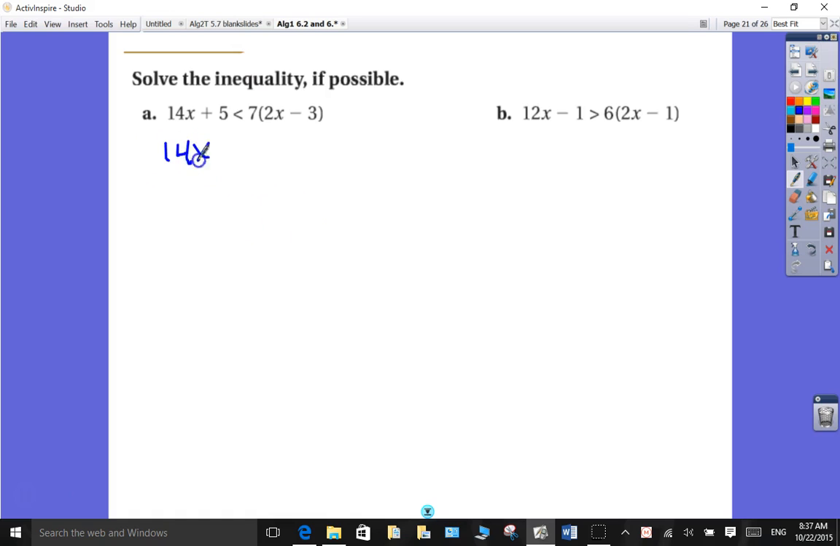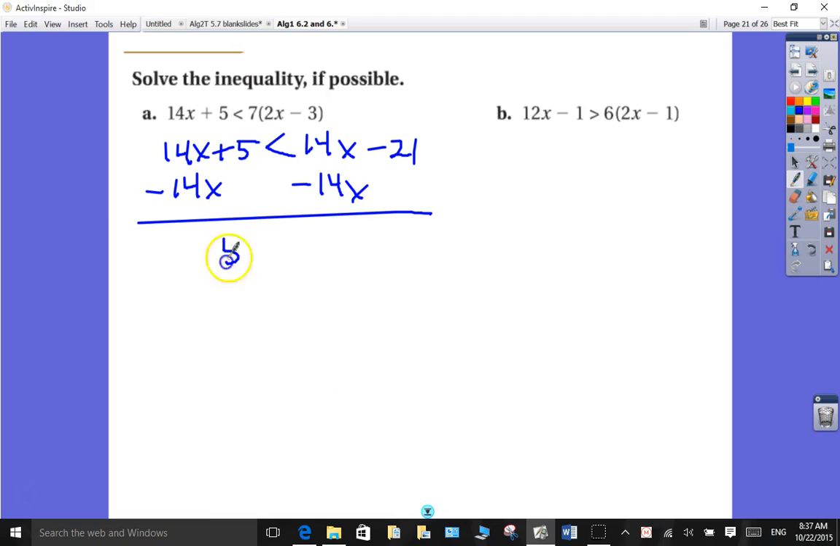14x plus 5 is less than 14x minus 21. Minus 14x, minus 14x. 5 is less than negative 21. So again, we get to a statement which does not have a variable in it. That means it doesn't depend on the variable. It's either always true or always false. Is that true or false? False. So no solution. Nothing you could have plugged in at the beginning was ever going to solve that. No solution.